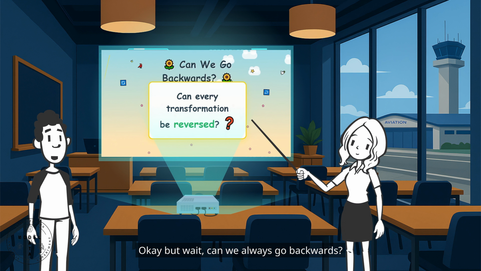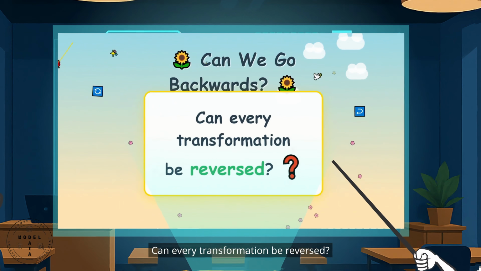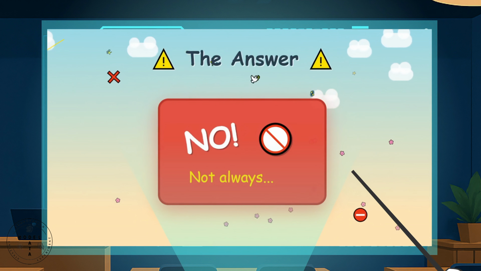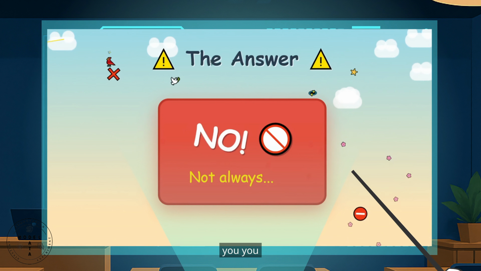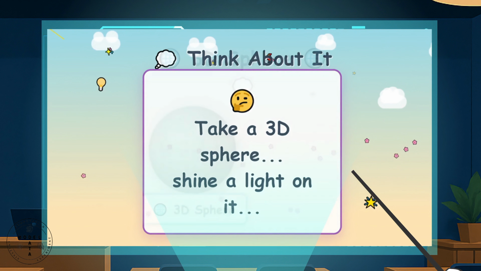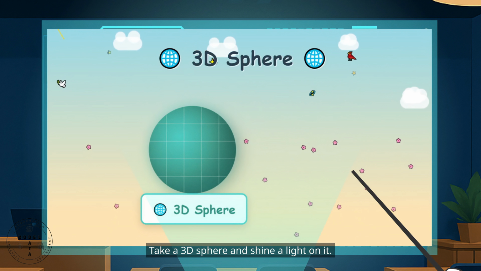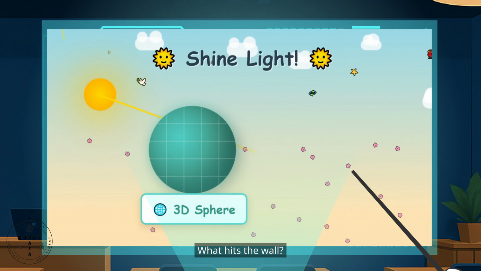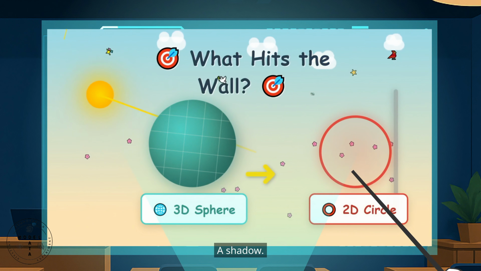Okay, but wait, can we always go backwards? Can every transformation be reversed? Oh, that's the thing, no. Not always. Think about it like this. Take a 3D sphere and shine a light on it. What hits the wall? A shadow.